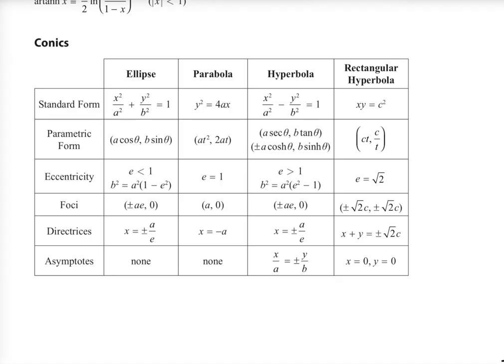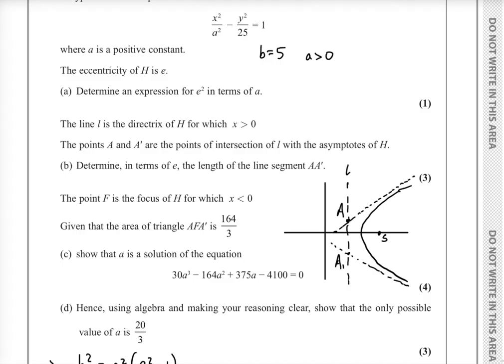The conic section of the formula booklet has this information, directrices and asymptotes here. So the equation of L is x equals a over e, and the equation of the asymptote is x over a equals y over b, and we know b is 5. And this one down here, x over a is equal to negative y over b. And we need to find the intersection points A and A', so I can combine the equation of L with the equations of the two asymptotes.